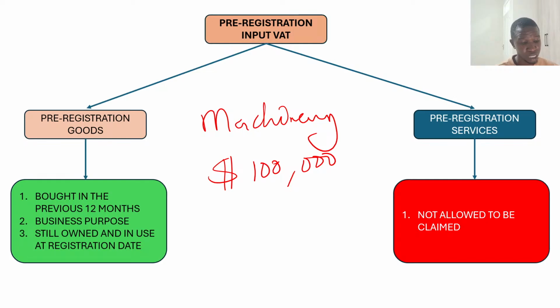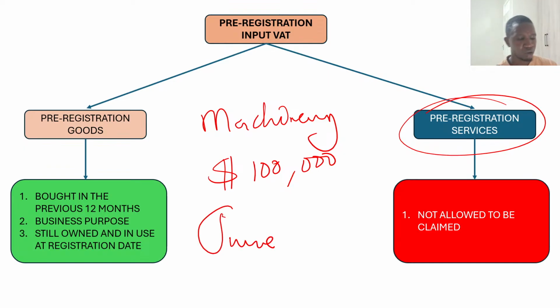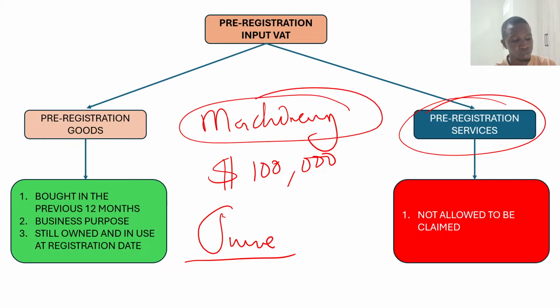Let's say it's stock, your machinery, your equipment, you'll be able to claim that input tax. So you need to be aware of this, but you'll not be able to claim VAT on pre-registration services. For example, your rentals that you paid in January, February, when you were not yet VAT registered. Now you register for VAT in June, right? When you register in June, you'll not be able to claim those previous invoices. But if you bought stock in January, you are able to claim that input tax.